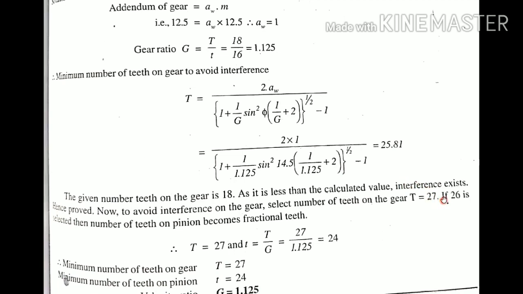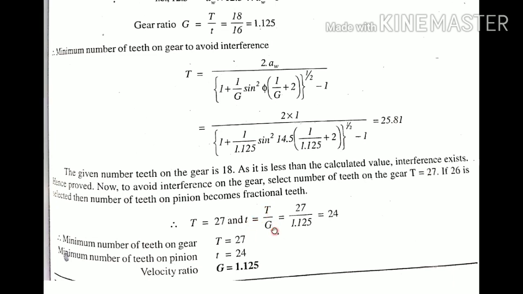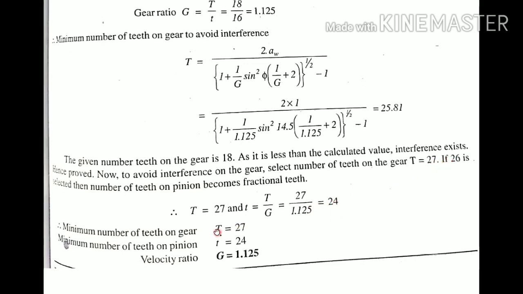Therefore, if you select 27, a higher value is not a problem, because it should not be less than 25. It should be more than that. Then there is no interference problem. Therefore, 27 instead of 26, if I select 27, then you calculate the number of teeth on the pinion. That is small t is equal to capital T by G. 27 divided by 1.125, then you'll get 24. Therefore, it is an exact number. Finally, you can choose the minimum number of teeth on the gear as 27, the number of teeth on the pinion as 24, and the gear ratio is 1.125 to avoid the interference.